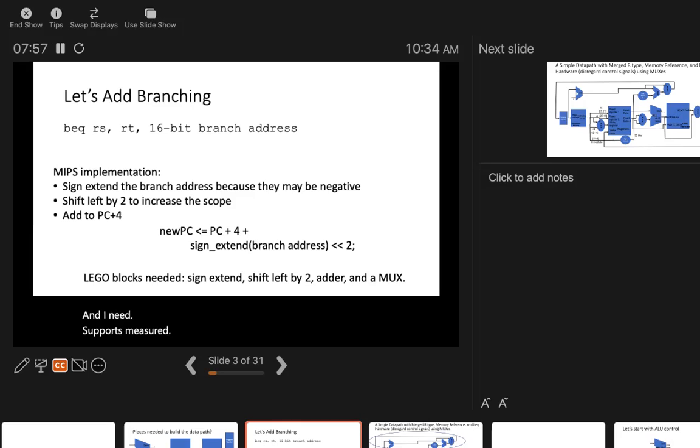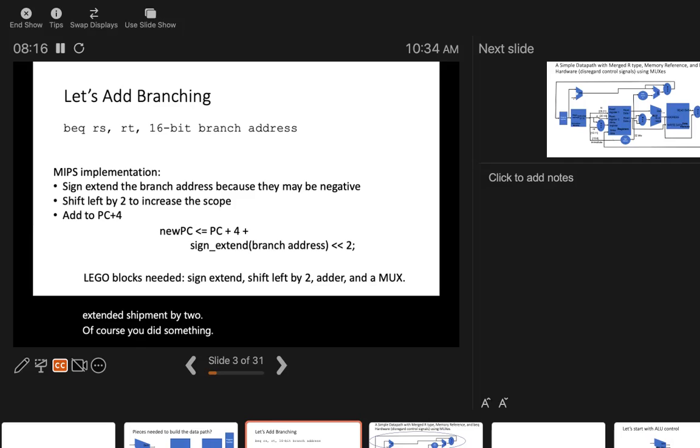Sign extended, right? And whatever comes out is added to PC plus 4. So where should the sign extended branch address go next? Sign extended, shifted by 2. Well, first you did sign extension, right? After sign extension, what's happening?